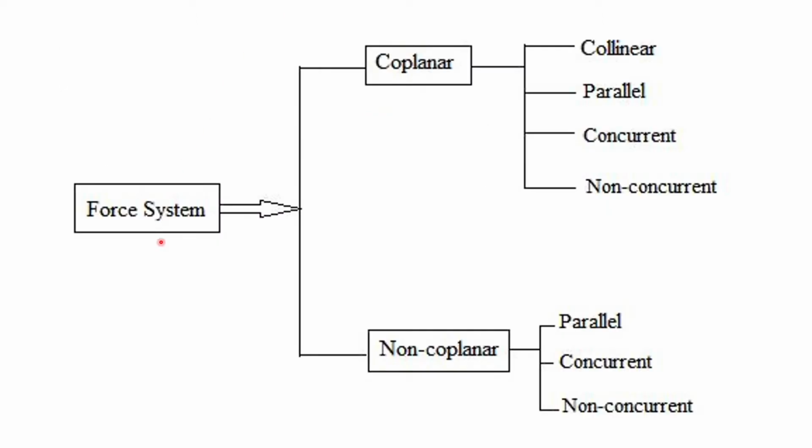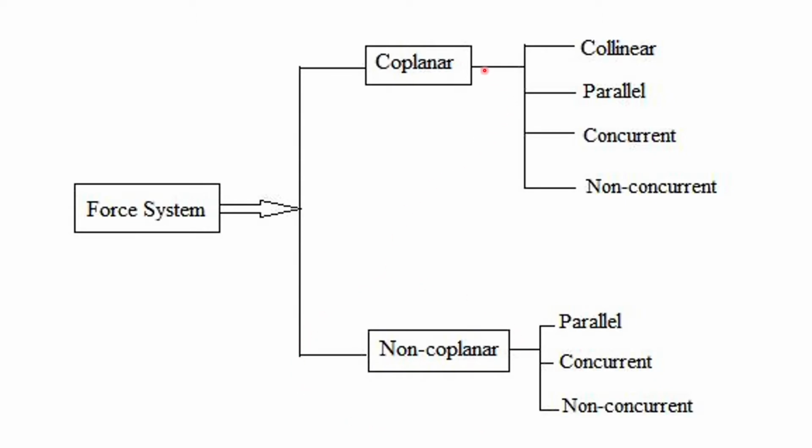When a mechanics problem or system has one or more forces acting on it, it is known as a force system or system of forces. Now, when the lines of action of the set of forces lie in a single plane, this is called a coplanar force system, while when the lines of action of all forces do not lie in a single plane, it is called a non-coplanar force system.